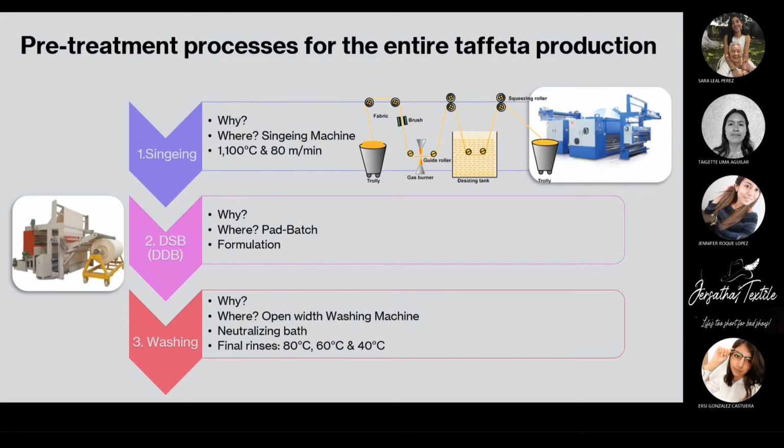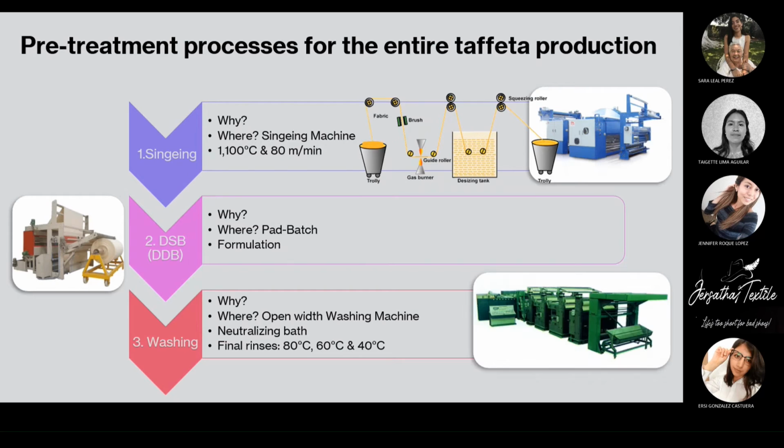And number 3: once the time of contact with the chemicals is over, the next steps are the washes in an open width washing machine. The first wash is a neutralizing one with acetic acid at 60 degrees Celsius, and 3 rinses are given at 80, 60, and 40 degrees Celsius.